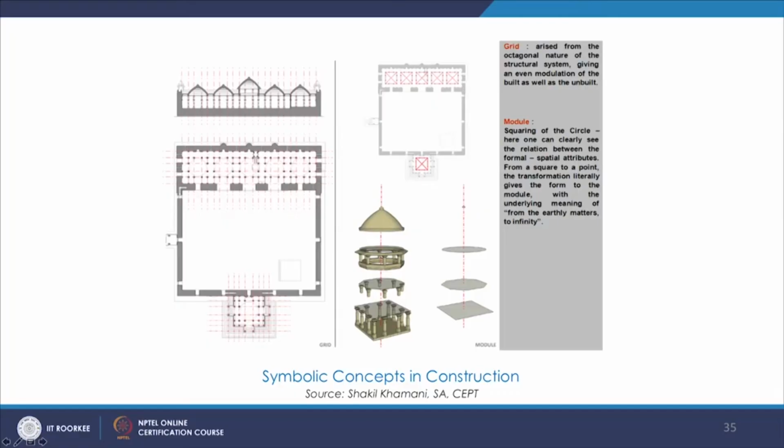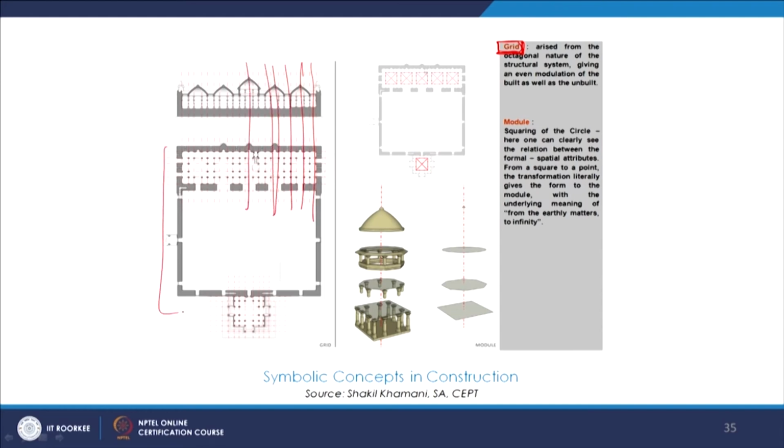Going ahead, we see the principle of grid, which is defined in this system of construction. Here we see this grid over here, how the entire building is divided into a stable grid, and what we see in the plan is actually translated also in the elevation and the section. So that grid follows.